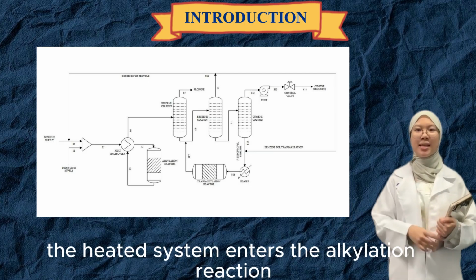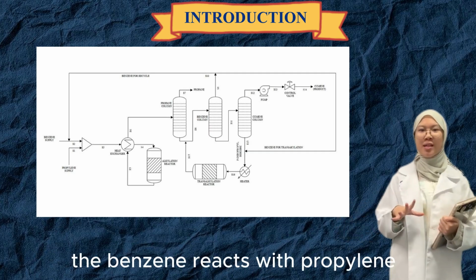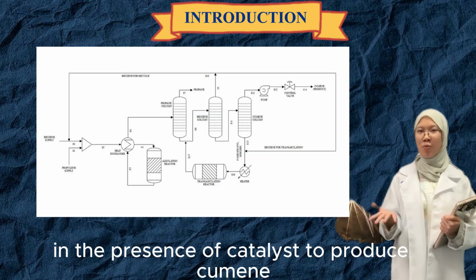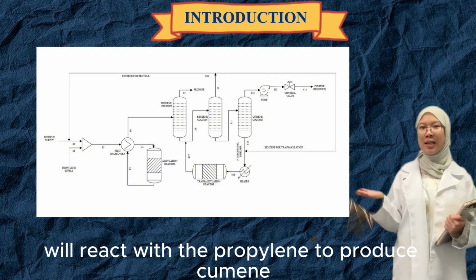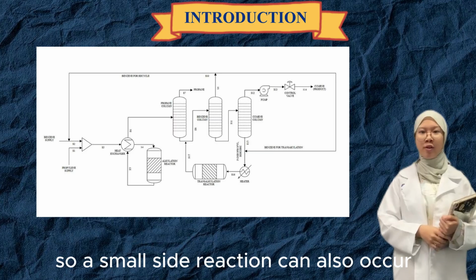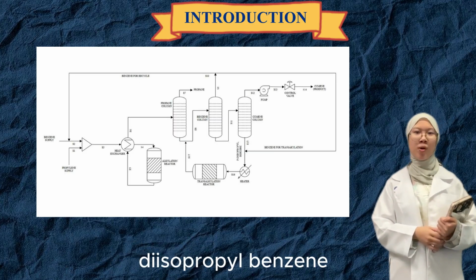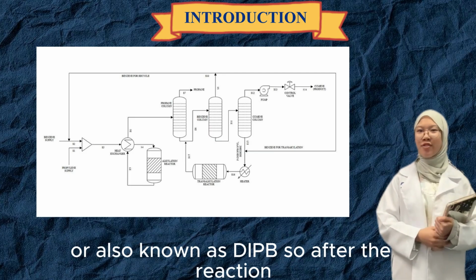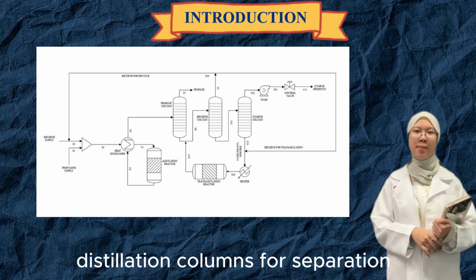Next, the heated stream enters the alkylation reactor. Inside the reactor, the benzene reacts with propylene in the presence of a catalyst to produce cumene. The main reaction is benzene reacting with propylene to produce cumene. A small side reaction can also occur where cumene reacts further with propylene to form diisopropyl benzene, also known as DIPB.